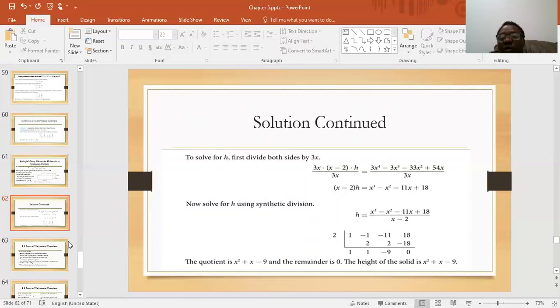We can now use synthetic division here, k equals 2. So we will write 2 here. We bring the leading coefficient 1 down, and we multiply by 2. We have 2 here. Adding this, we get 1, which we multiply by 2 to get the 2 we have here. Adding this gives us minus 9, which we multiply by 2 to have 18, and we write it there. So the remainder here is 0. So the answer to that division is x squared plus x minus 9. So that is the value of h.